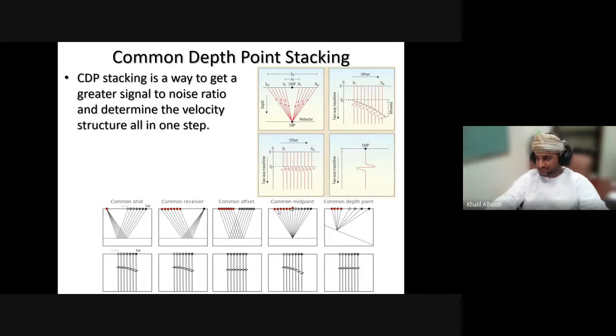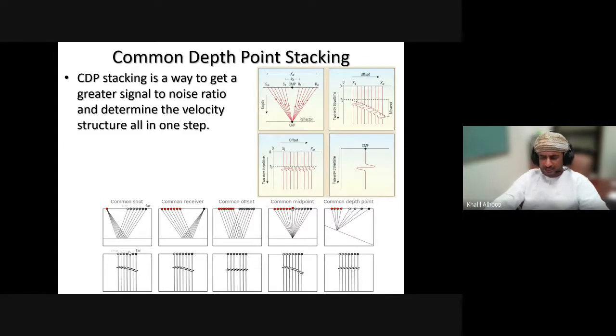What you see here is what we call a common midpoint. This is a common midpoint. The smallest separation is where the source and receiver are exactly at the same point. That's zero offset. The largest offset is between what you see, the first red point and the last gray point.